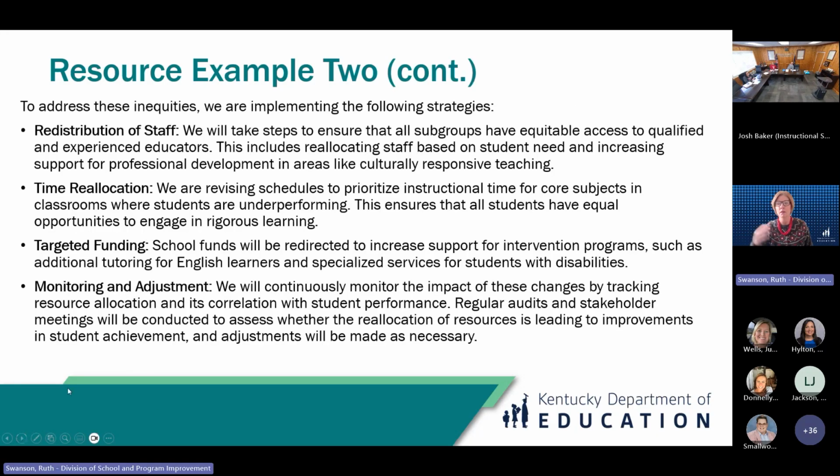Because of that, here's how they're going to address it. They're going to look at redistribution of their staff. They're going to take a look at how time is used, both in the schedule and in classrooms themselves. They're really going to look at targeting funding, in particular additional tutoring for English learners and students with disabilities. And they also talk about monitoring and making adjustments. They're going to continuously monitor the impact, tracking resources and student performance.